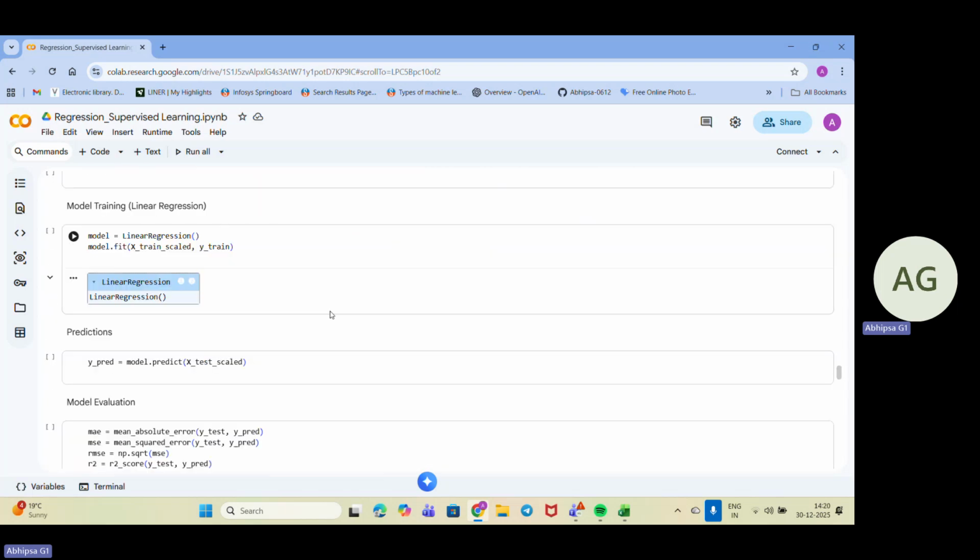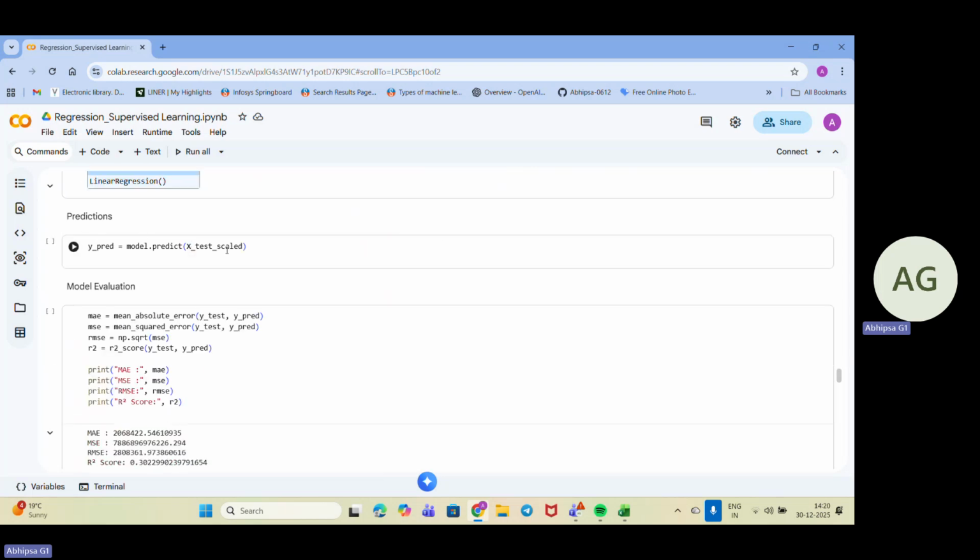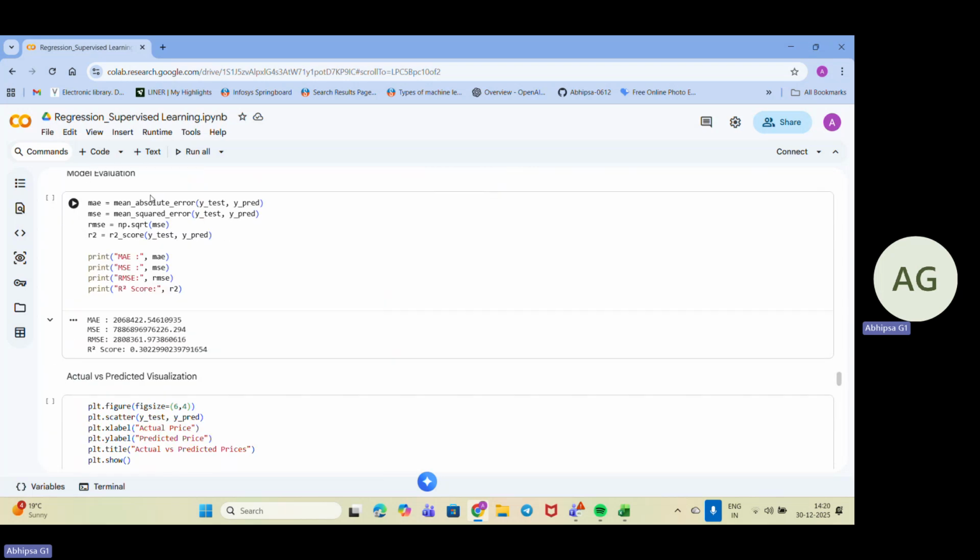Okay. So now we have to go for the model training. We have trained the model, and we have used the linear regression. Then we have gone for the prediction and then the model evaluation. So here, in the model evaluation, we have got the values of MAE, MSE, RMSE, and R2 square. So these are the values that we have got for MAE, MSE, and RMSE.